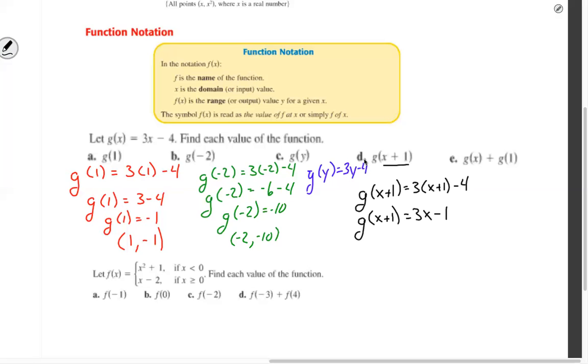Well, how do I do e? Well, e is g of x plus g of 1. Well, g of x is 3x minus 4, right? That's g of x, plus, what's g of 1? Well, I use red for a reason, right? What was g of 1? Negative 1, right? So this is just saying g of x plus g of 1 is the same thing as saying 3x minus 4 plus negative 1, which is 3x minus 5.